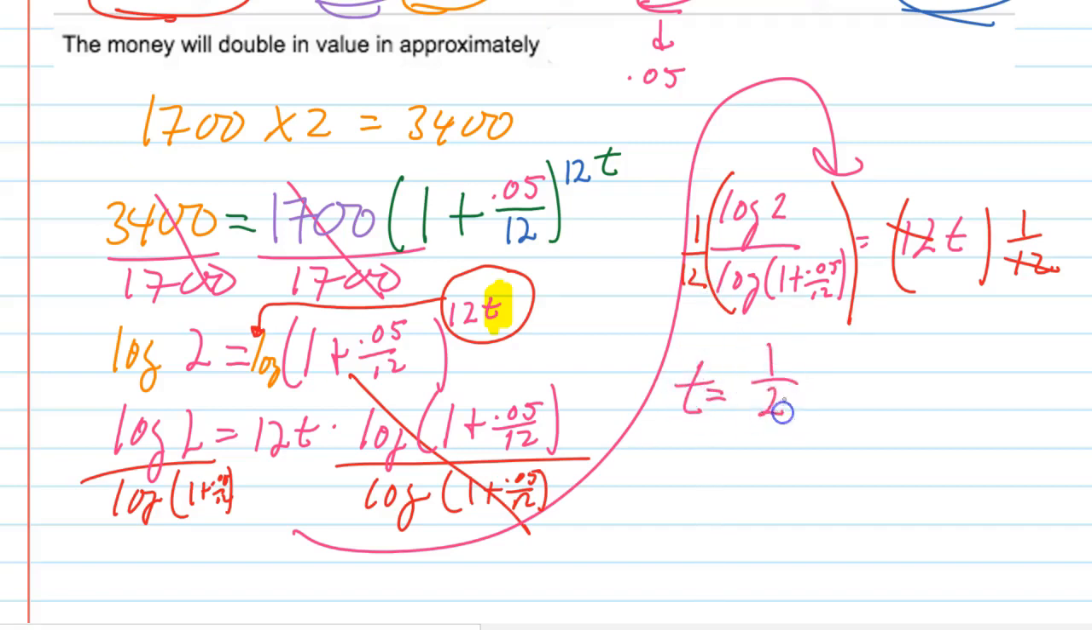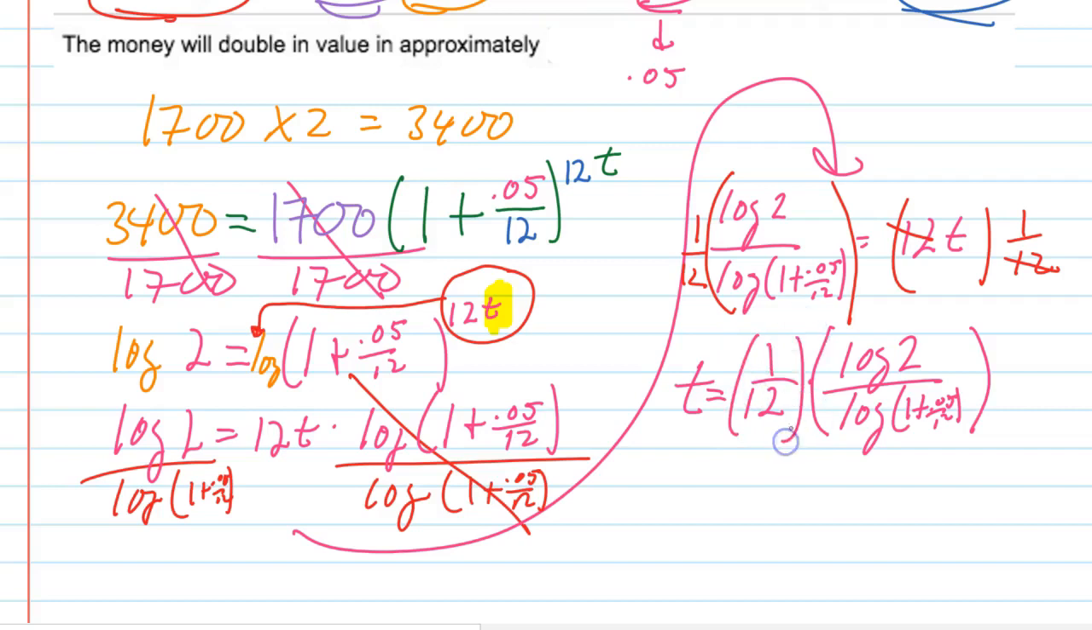And so this is going to give me an answer of t is equal to 1/12 on the outside times log 2 over log of (1 + 0.05/12). And you can put parentheses there if you want. You don't have to. If you're plugging these into calculators, I would definitely put a set of parentheses on both of those. This would be an exact answer.